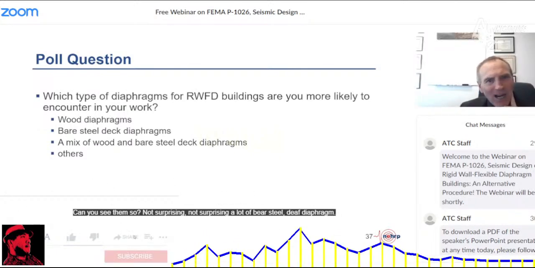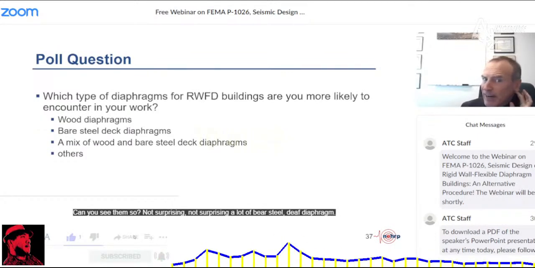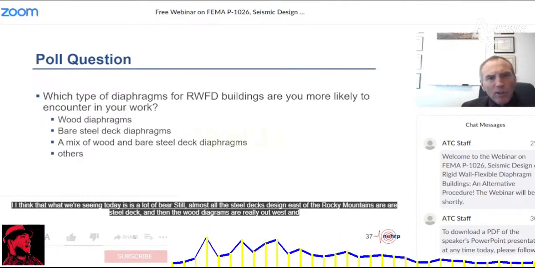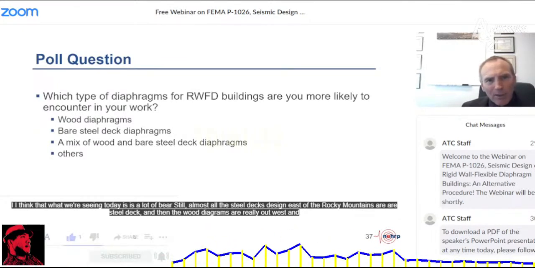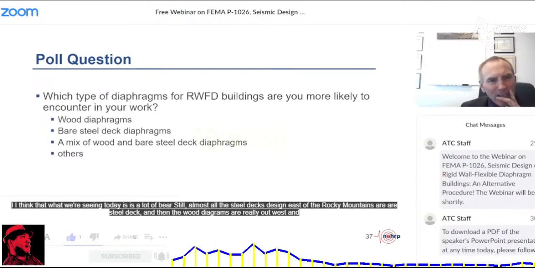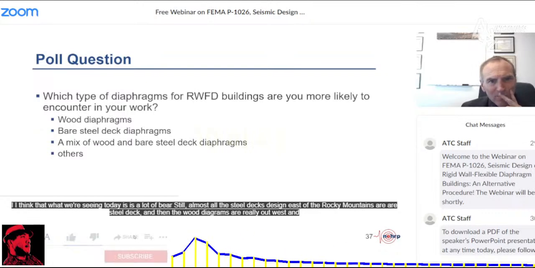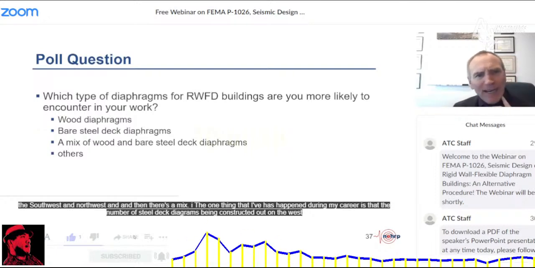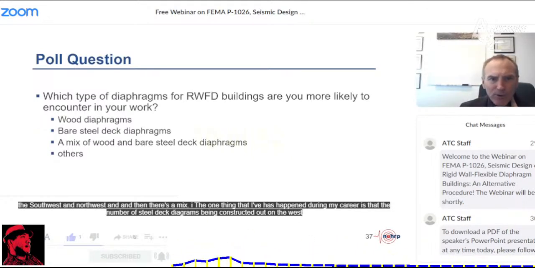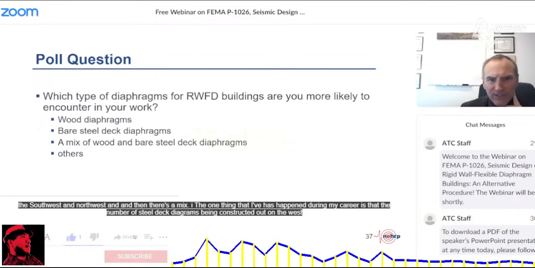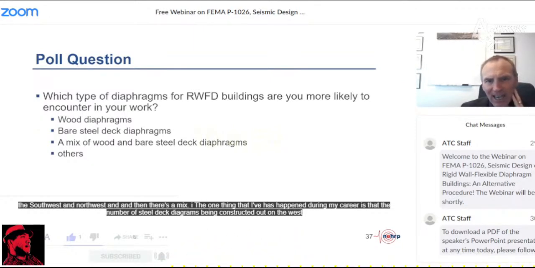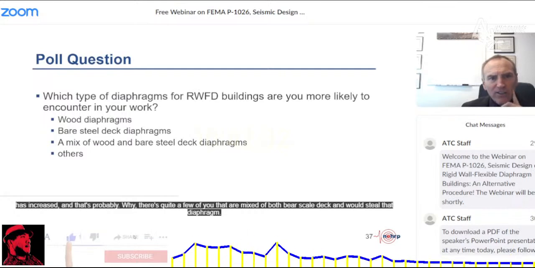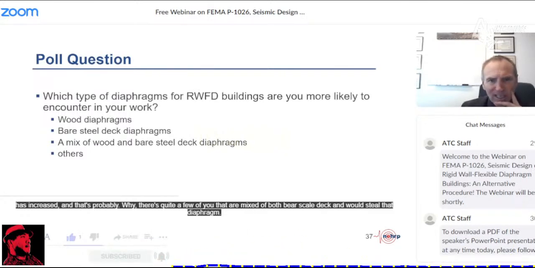Not surprising, a lot of bare steel deck diaphragms. I think what we're seeing today is a lot of bare steel. Almost all the steel decks designed east of the Rocky Mountains are steel deck. And then the wood diaphragms are really out west, in the southwest and northwest. And then there's a mix. The one thing that has happened during my career is that the number of steel deck diaphragms being constructed out in the west has increased. And that's probably why quite a few of you have a mix of both bare steel deck and wood diaphragms. Okay, thank you.